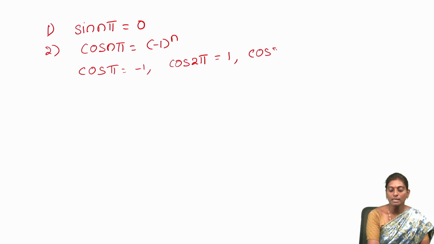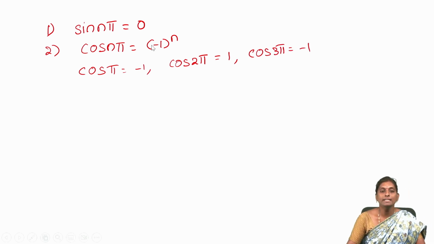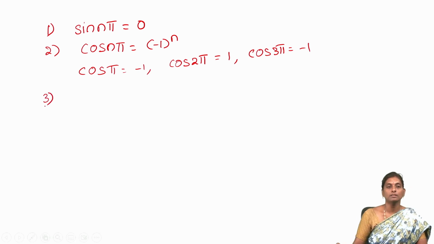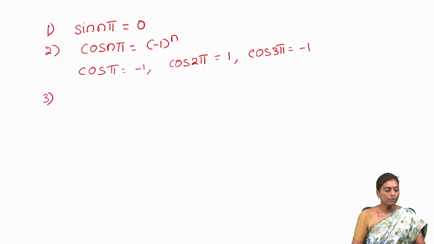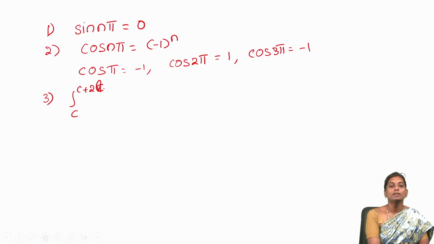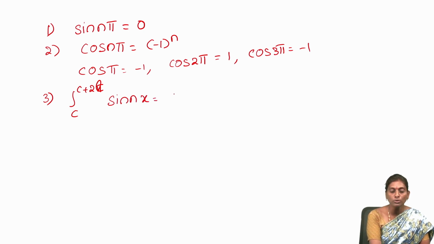What is the value of cos 3 pi? n is equal to 3, -1. You understand? So if n is an odd number, the value is -1. If n is an even number, the value is 1. That is the cos n pi value. And also one more, the third result. The integral from c to c plus 2 pi, or you can take the interval c to c plus 2l, of sine nx is equal to 0.